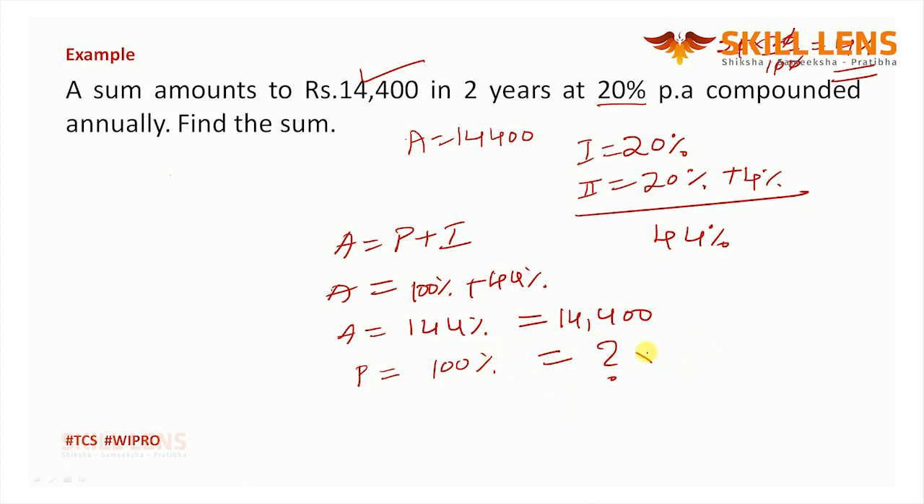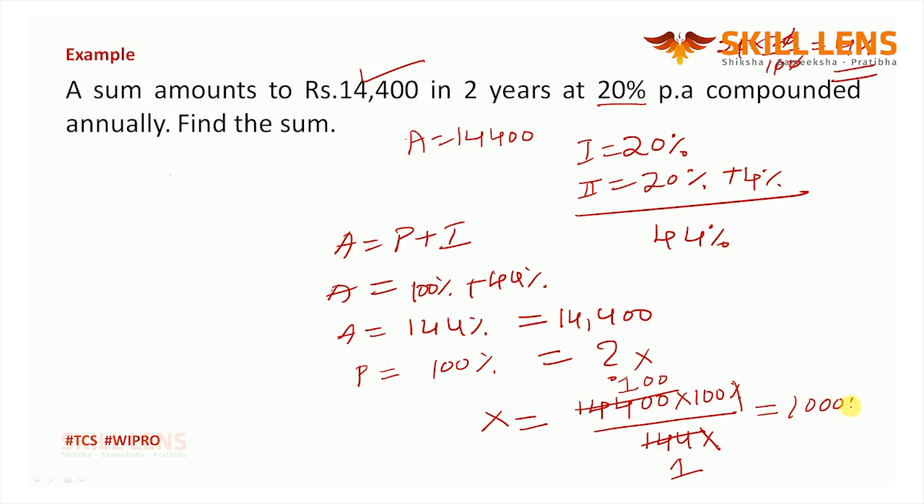If you calculate this by cross multiplication, x is equal to 14,400 into 100 percent divided by 144%. Percent will get cancelled. 144 ones. I have 2 zeros here and my answer is going to be 10,000. My answer is 10,000.